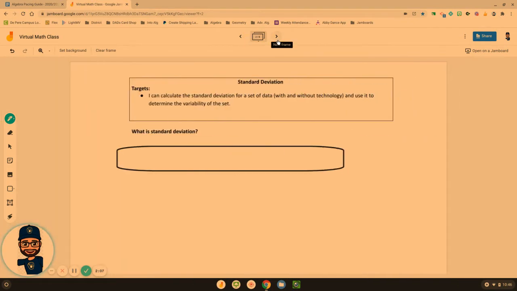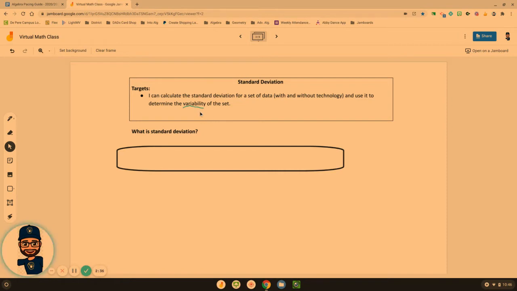Today, we jump into something called standard deviation. Deviation means how far away something moves, or that variability. And really, that's what we're going to have to calculate. Can we calculate the standard deviation for a set of data, with or without technology, and use it to determine the variability in a set? How close is it, or how far away? What is a standard deviation?